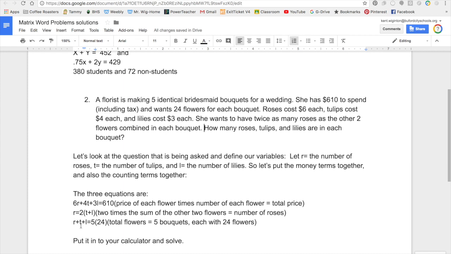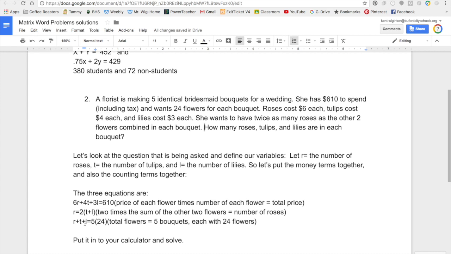Then here we had, well, how many flowers are we going to need? We need 5 bouquets, and we want 24 flowers in each bouquet. So we have R plus T plus L, the number of total flowers, has to be equal to 5 times 24. With all that said, this gives us our little matrix. You're going to have the R, T, and L, so you need to make sure to rearrange these equations. The only one we really need to rearrange is the second equation, so that R, T, L line up like the bottom and the top one. Rearrange this one and you're going to get your matrix.